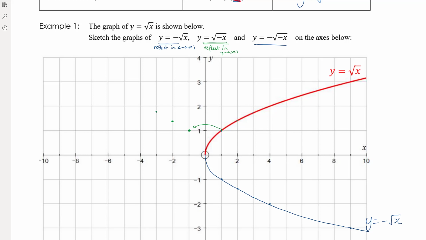Sorry, I've written that the wrong way around. 1, 1 goes to negative 1, 1. 2, root 2 goes to negative 2, root 2. 3, root 3 goes to negative 3, root 3. 4, 2 goes to negative 4, 2. 9, 3 goes to negative 9, 3. Okay, and we get the whole graph shape reflected in the y-axis so that it's happening over here.